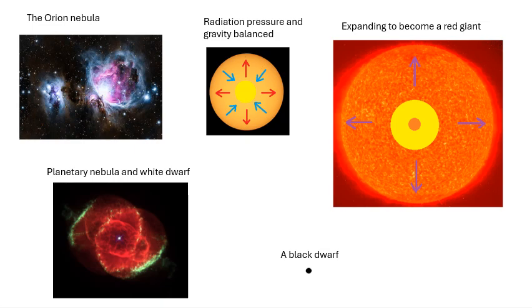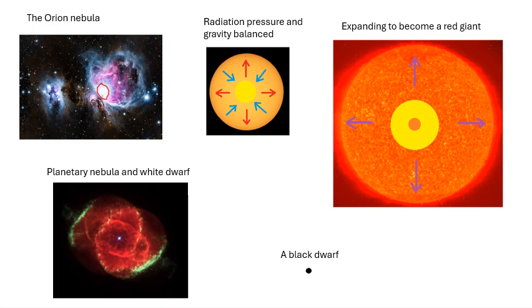So here are some pretty pictures. The Orion Nebula, because it's in the constellation of Orion, the part of the sky that we call Orion. And within there's lots of stars being born. In this bit here, it's like a nursery for stars.